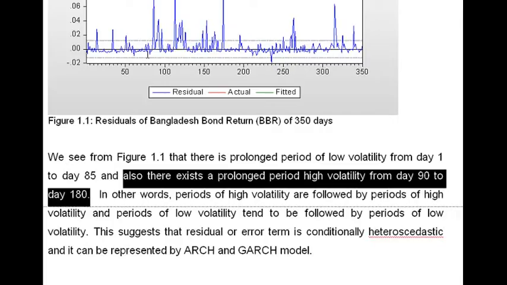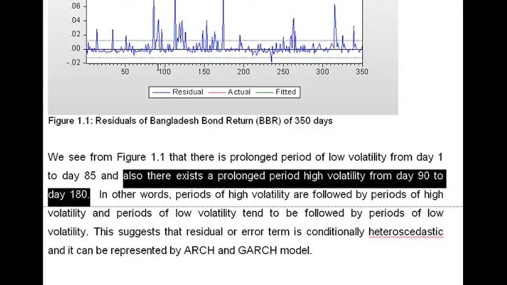Again, you can see from here, from the figure 1.1, there is a high fluctuation from day 90 to day 180. You can see from here the huge fluctuation. You can see from here, right? This is the fluctuation from day 90 to day 180. That means high fluctuation for a long time, right? High fluctuation, high volatility for a long time.